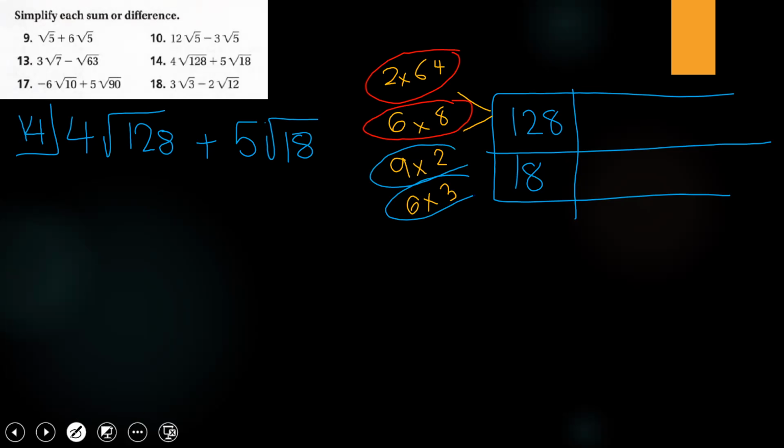Now, choose one from the red and one from the blue, the ones that have a number in common. What are they? 2 and 64, and 2 and 9. So, 2 and 64 and 2 and 9.